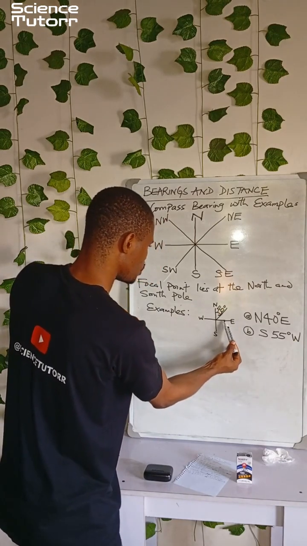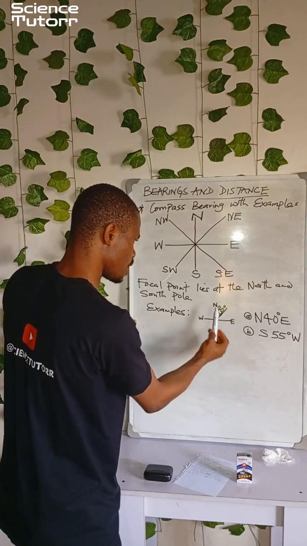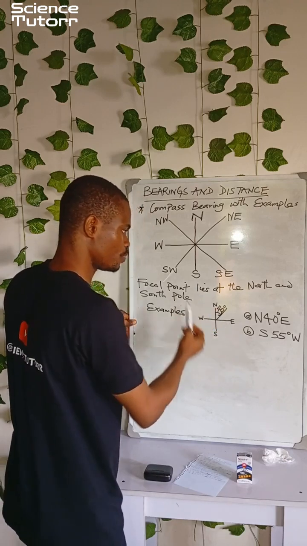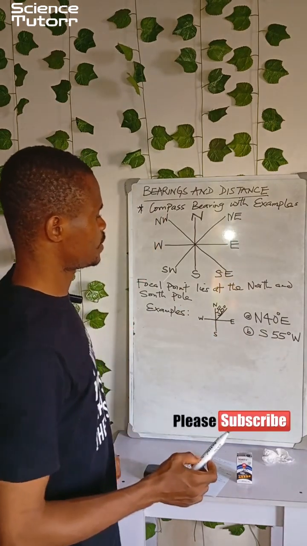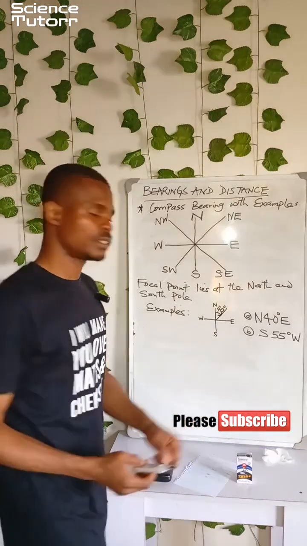Not east, not this way. It doesn't work this way. It has to come from the north and south pole. So north 40-degree east can be drawn like this. So this is not 40-degree east.